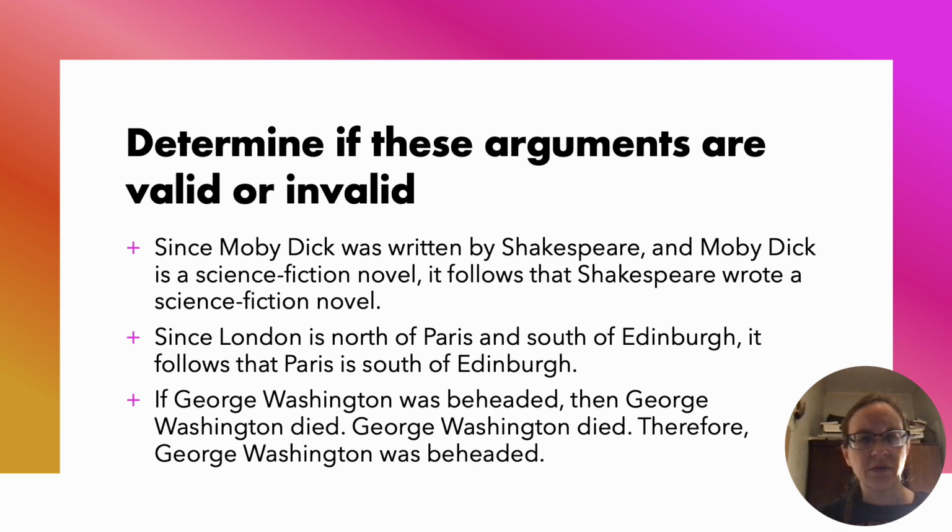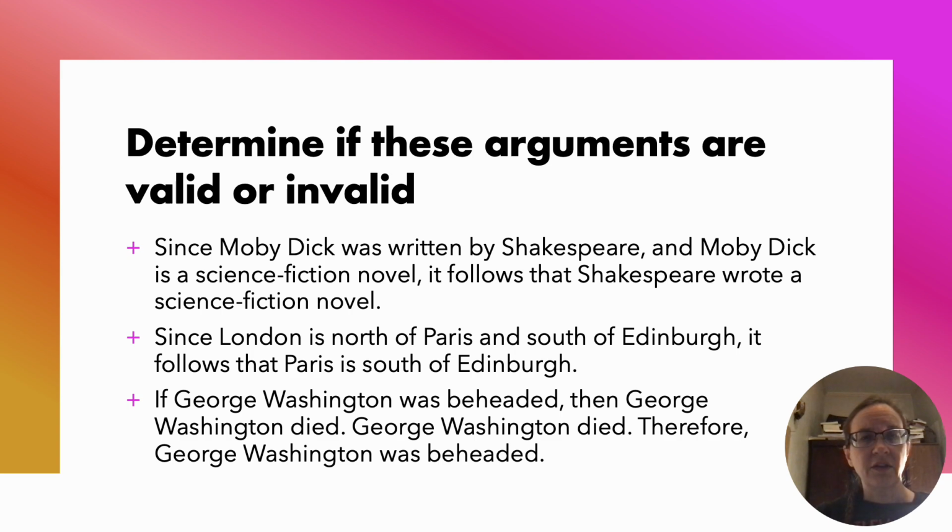So here are a couple kind of odd examples to look at. So the first one, we know the conclusion is false, right? We know that Shakespeare didn't write a science fiction novel. But again, that doesn't really matter right now because we're trying to just determine validity. So let's think about these premises. Could these premises be true and the conclusion false? Because that would make it invalid, right? If it were true that Moby Dick was written by Shakespeare, and if Moby Dick were a science fiction novel, then Shakespeare would have written a science fiction novel, right? It's impossible for those premises to be true and the conclusion false. So that one's actually valid.